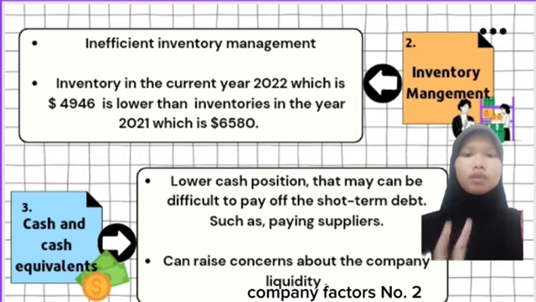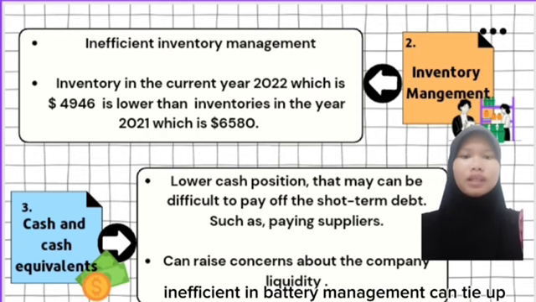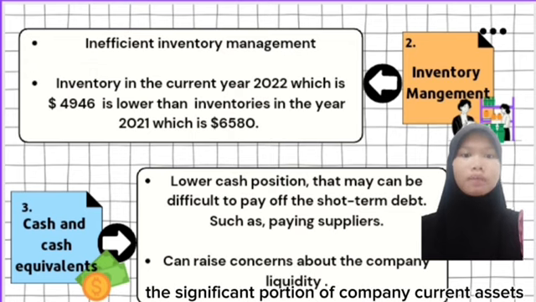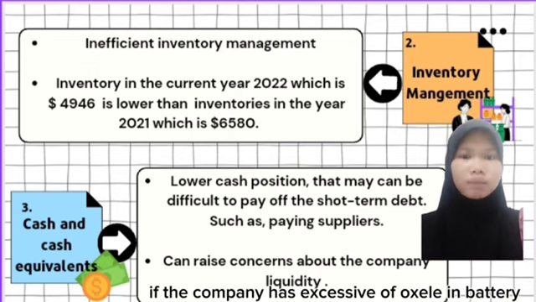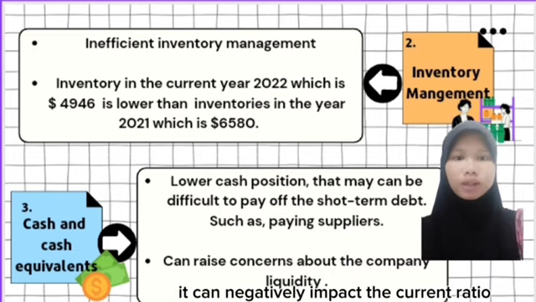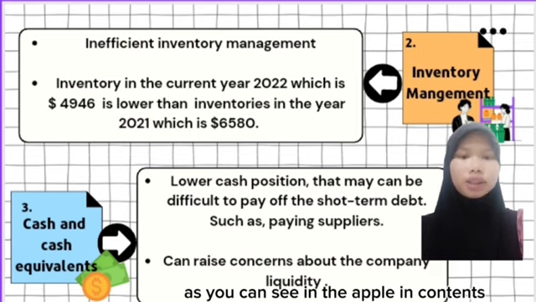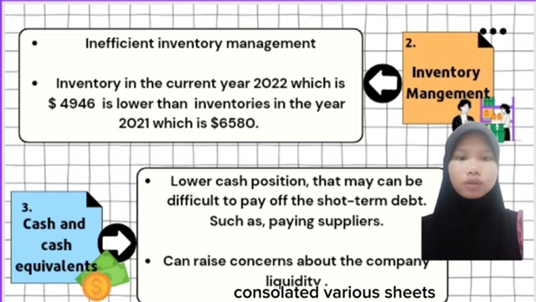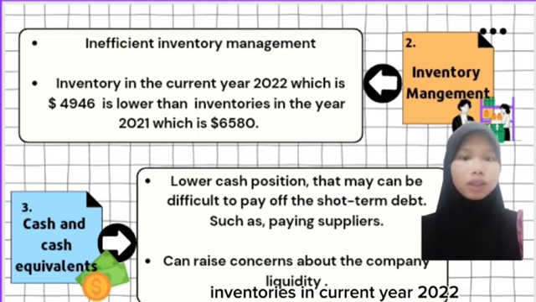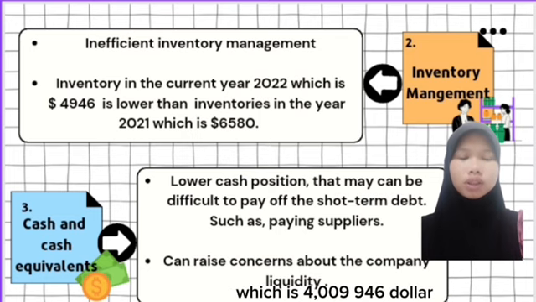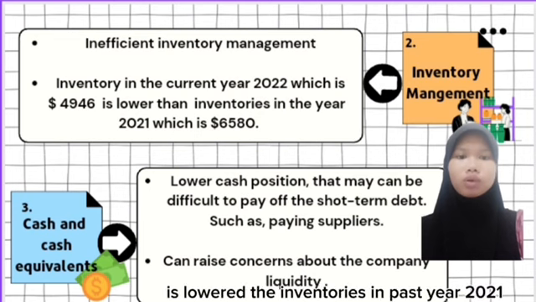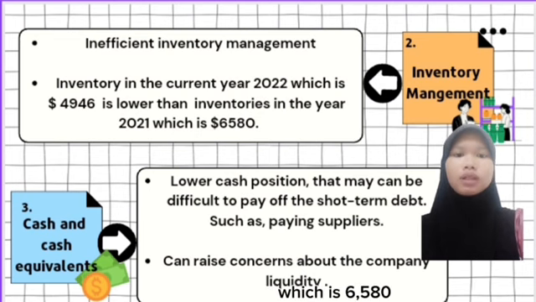Factor number 2, inventory management. Inefficient inventory management can tie up a significant portion of company current assets. If the company has excessive or obsolete inventory, it can negatively impact the current ratio. As you can see in Apple Inc.'s condensed consolidated balance sheets, inventories in the current year 2022, which is $4,946, is lower than inventories in the past year 2021, which is $6,580.